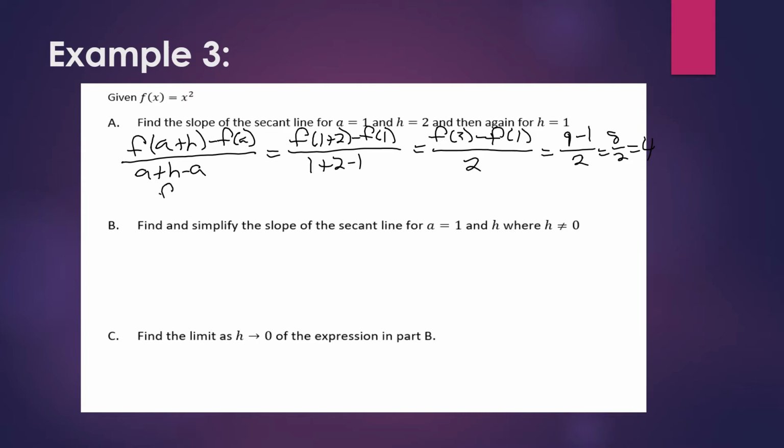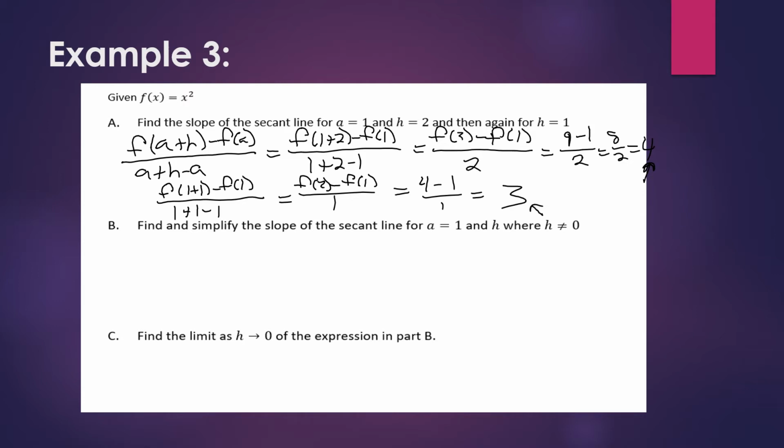Well, in that case, we're going to be looking at f of 1 plus 1 minus f of 1 divided by 1 plus 1 minus 1. So this is f of 2 minus f of 1 all over 1. So f of 2, 2 squared is 4, 1 squared is 1, over 1 we're going to get 3. So by changing h from 2 to 1, we're going from a slope of 4 to a slope of 3.